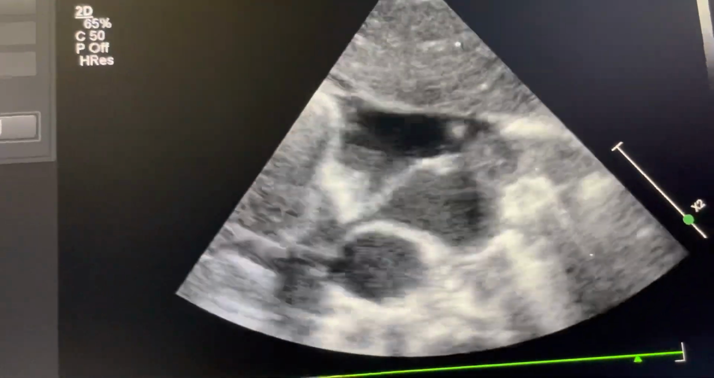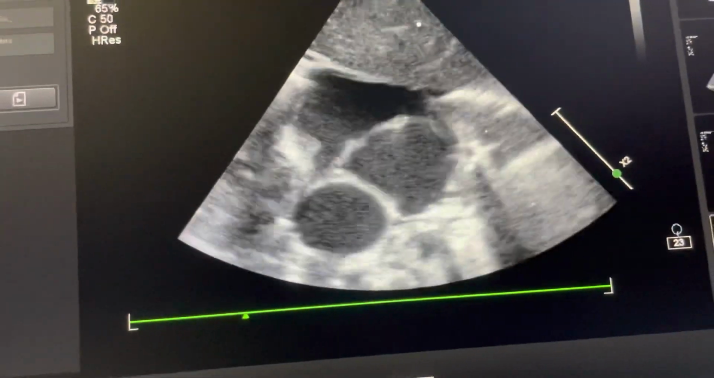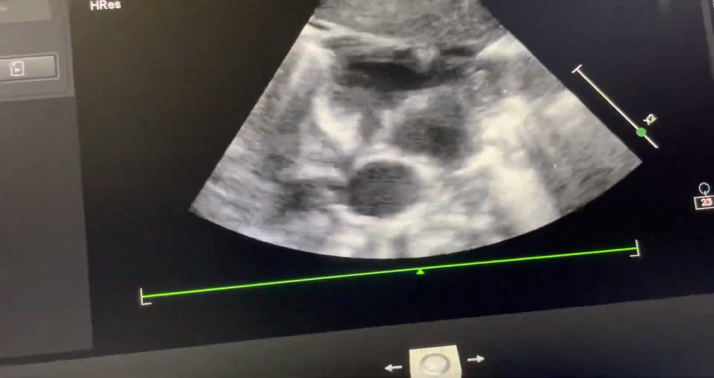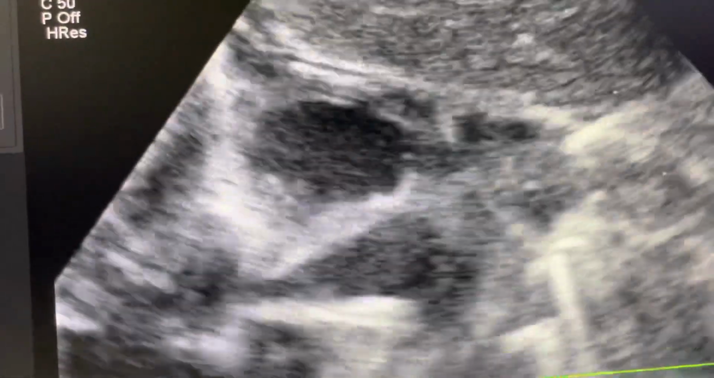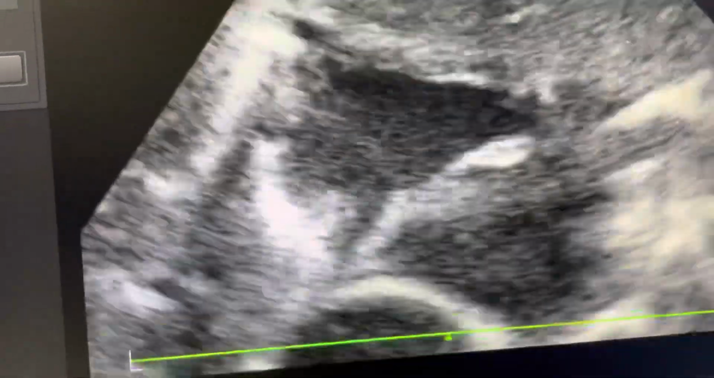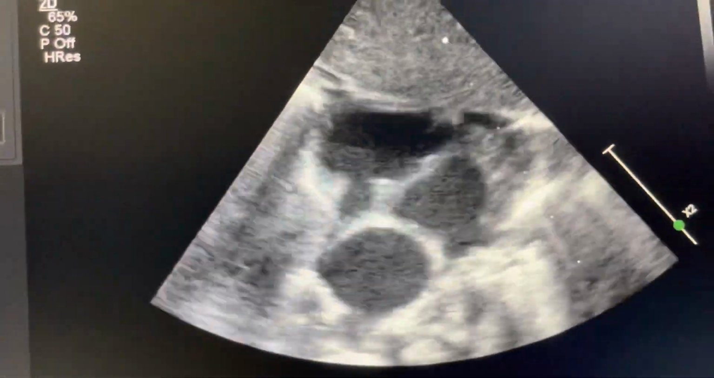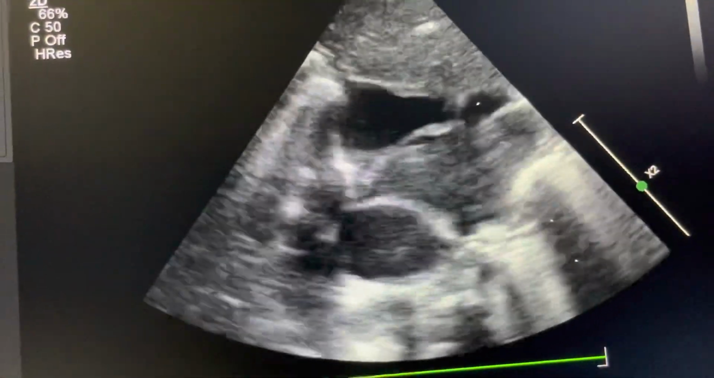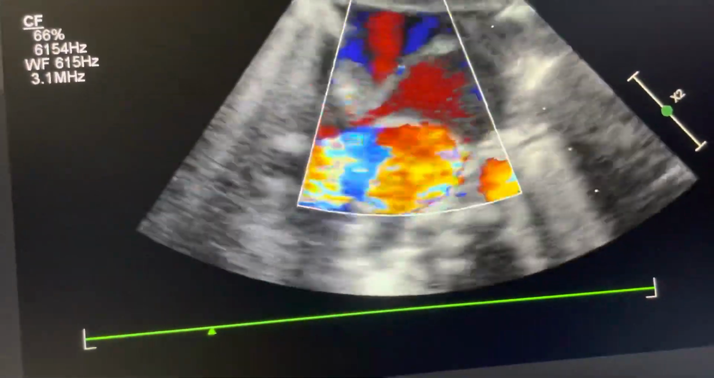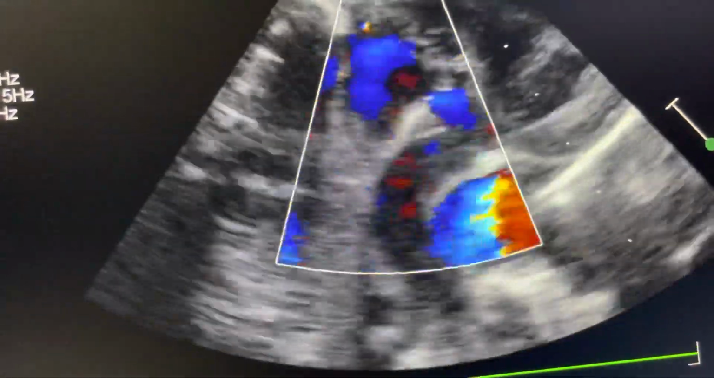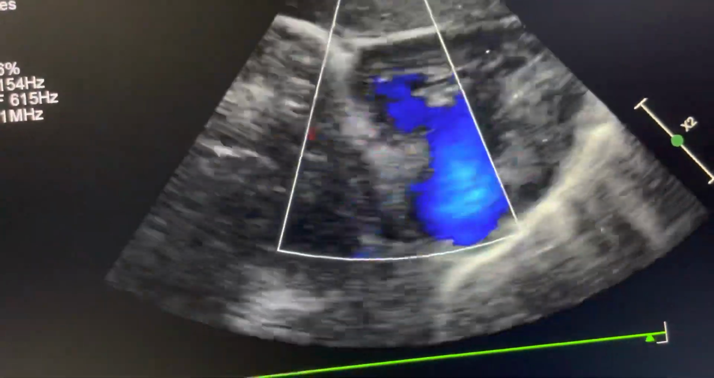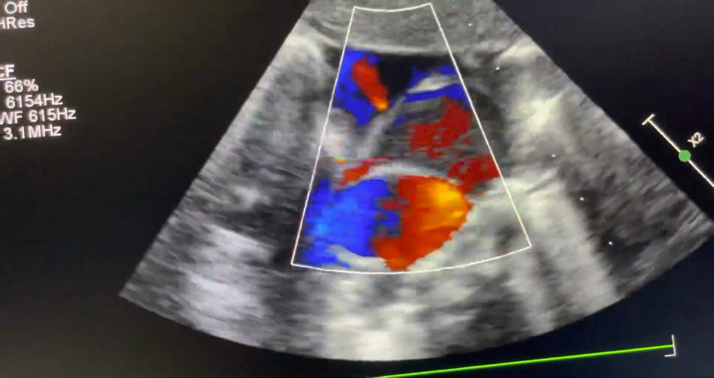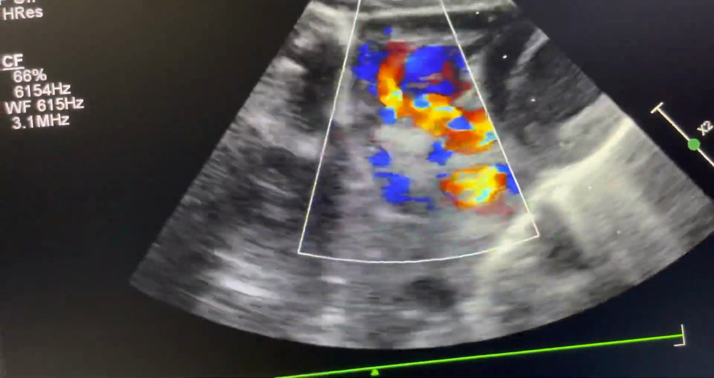In this image you see the PFO is also seen here. Now zooming the image, you can see the PFO. Occasionally the PFO is seen in this image. PFO is seen.